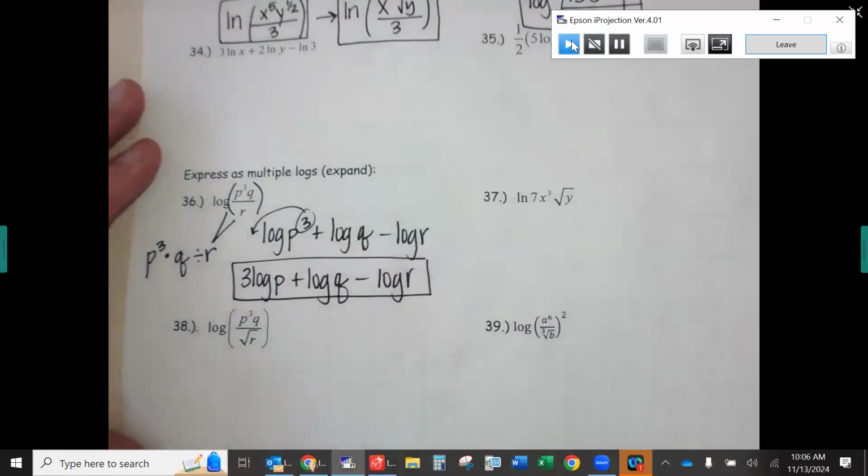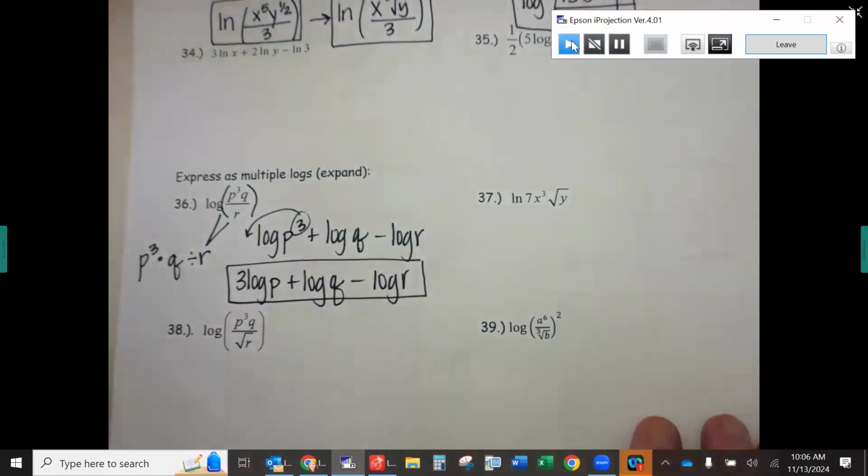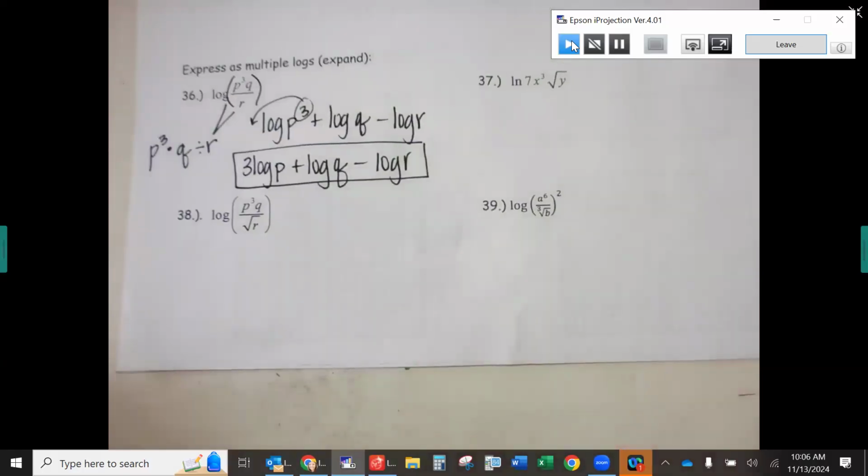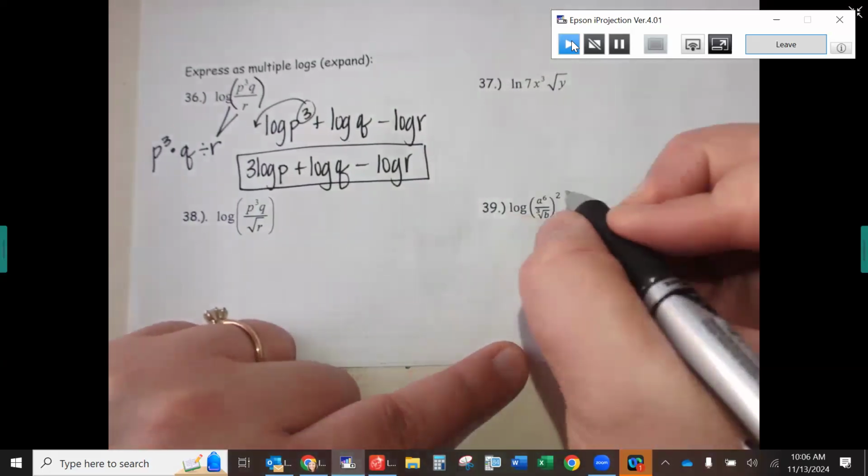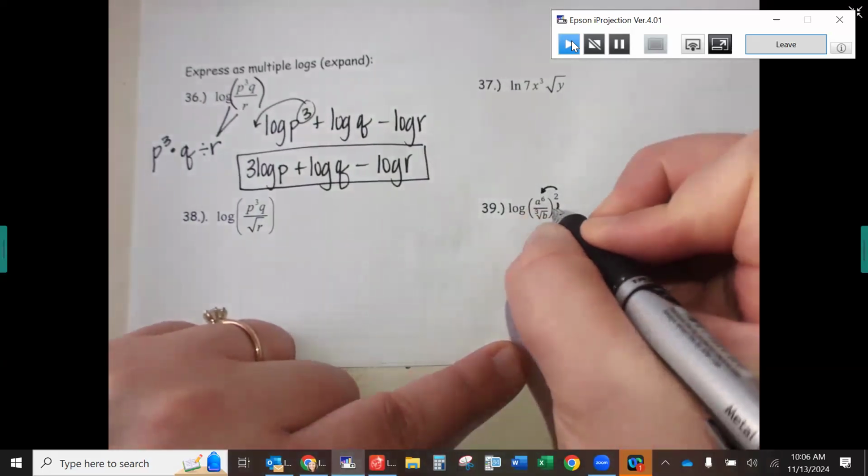All right, so let's do number 39. Okay, first thing I want you to notice is that you have a squared on the outside. You need to apply that squared to everybody inside the log. So I'm going to do a squared on my 6.